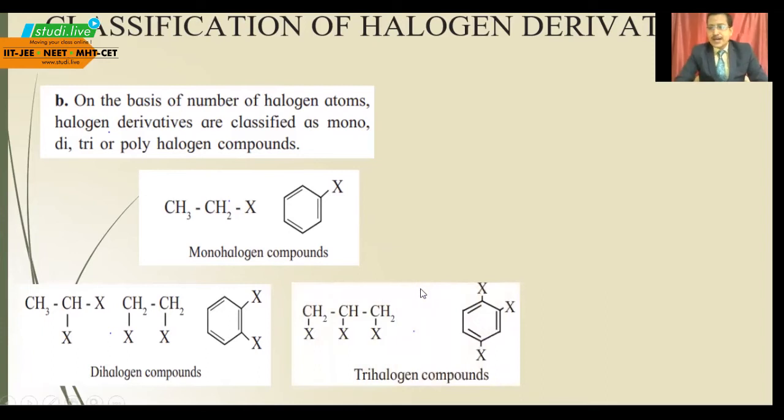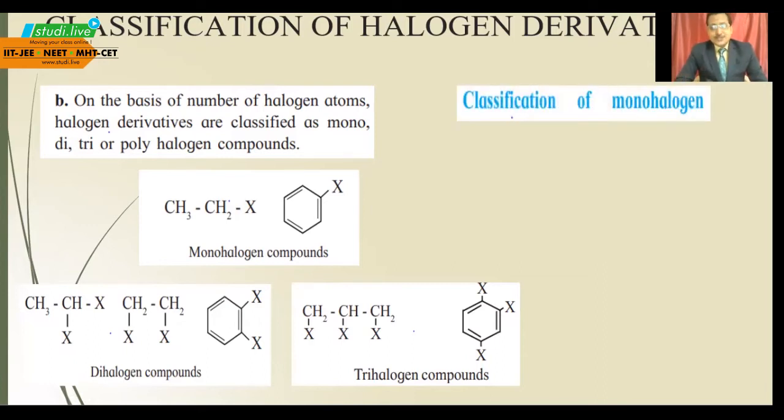Yes, trihalogen compounds. In the case of trihalogen compounds, three hydrogen atoms are replaced by three halogen atoms. So you can see here, these are the three halogen atoms. So three hydrogen atoms are replaced by three halogen atoms. So they are called trihalogen compounds. So here you can see 1, 2, 3. 1, 2, 3. तीन hydrogen atom हटा दिया है, तीन halogen add किया है. So that is called trihalogen compounds.